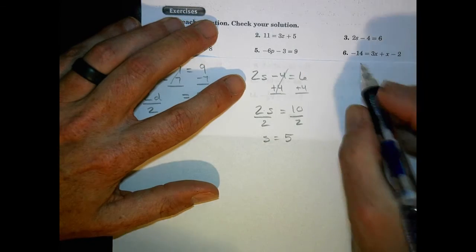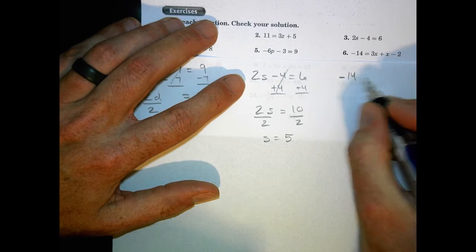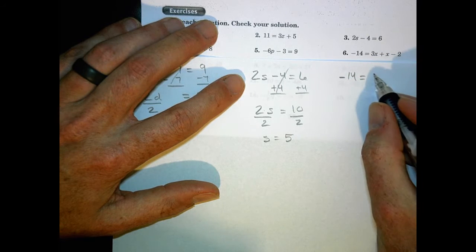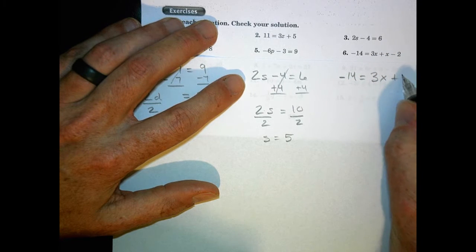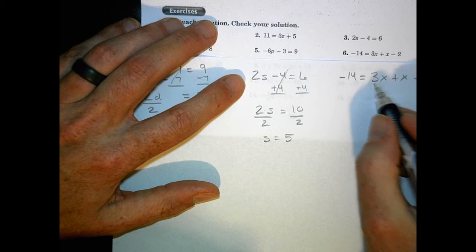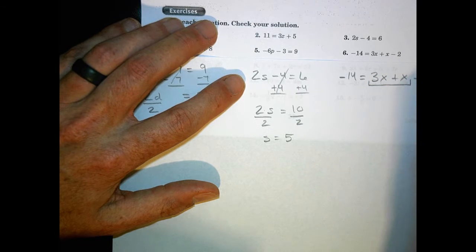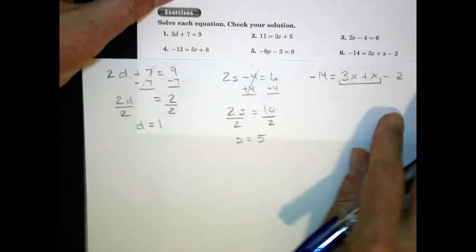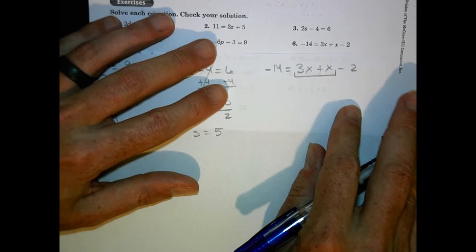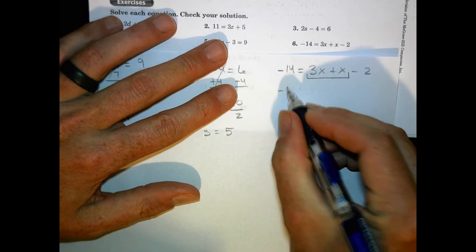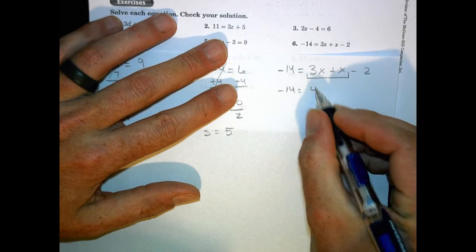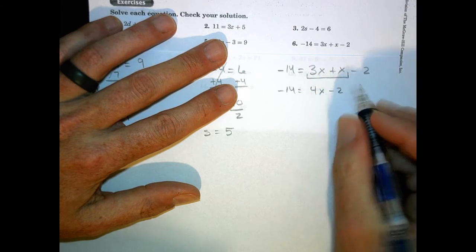For 6 we have some like terms, so we're going to combine those. So first I'll rewrite this. Negative 14 equals 3x plus x minus 2. So first of all I want to combine those together. So 3x plus x is going to be equal to 4x. So negative 14 equals 4x minus 2.